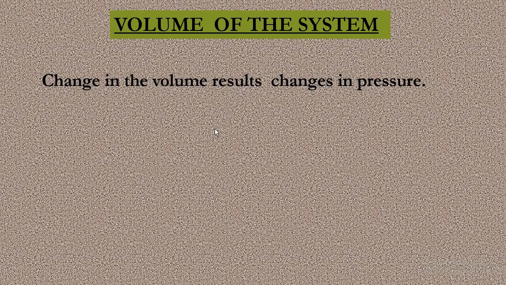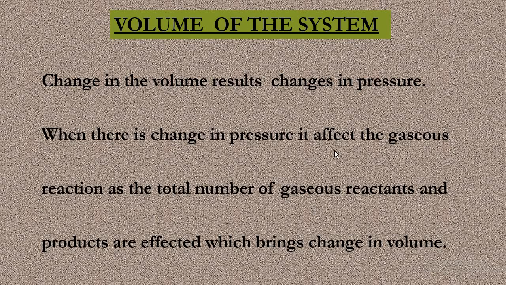Our fourth condition is volume of the system. Volume is due to the changes in pressure. When there is a change in the amount of pressure, the overall volume is also affected. We can say that increase or decrease in the pressure has impact on the equilibrium rate of a chemical reaction.